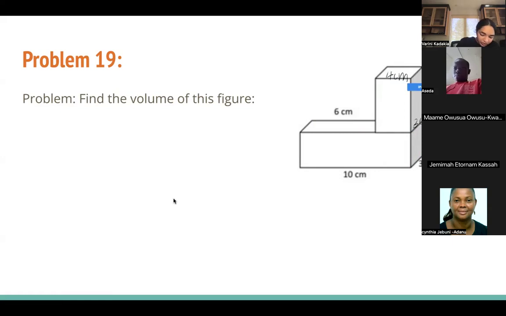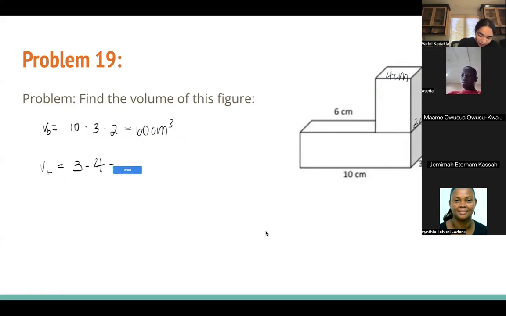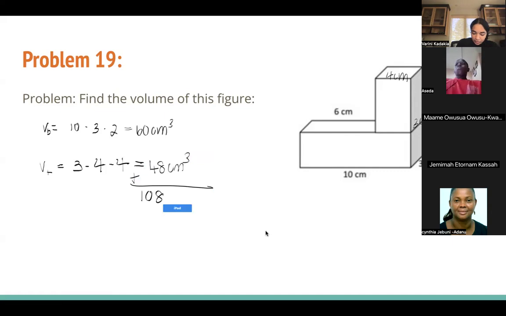So now let's find all the volumes. The volume of the bottom is going to be 10 times 3 times 2, which gives us 60 centimeters cubed. Then our next volume is 3 times 4 times 4, which gives us 12 times 4, or 48 centimeters cubed. So if we add our volumes together, we get 108 centimeters cubed.